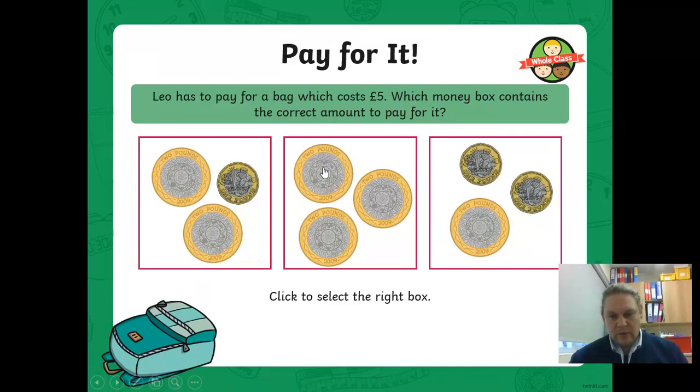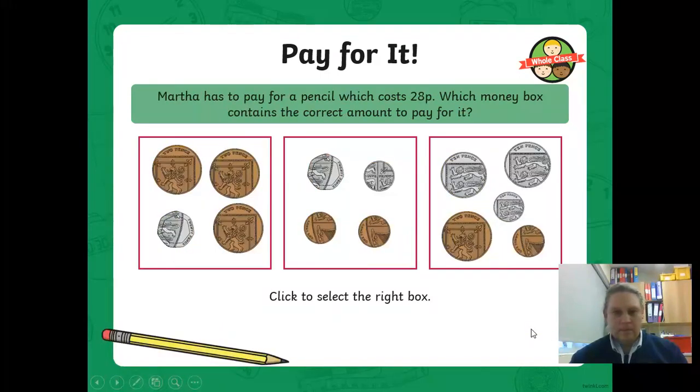Let's just double check that we're right. We've got 3 £2 coins here. So we've got 2, 3, 4, 5, 6. That's £6, so that's too much. Okay, we want the correct money to pay for it. £2, £3, £4. Okay, that's too little. So it's definitely this box. Yes, we're right. Okay, next one.